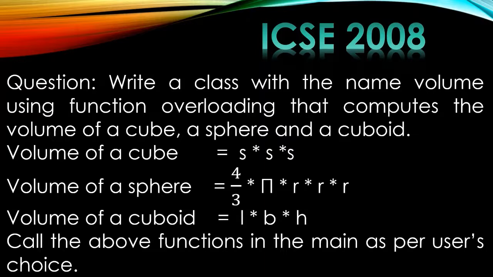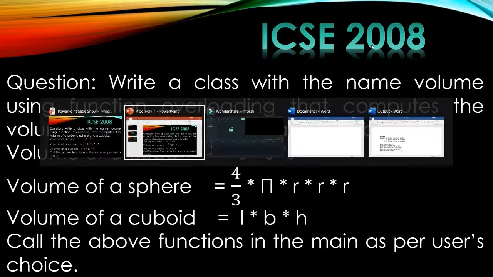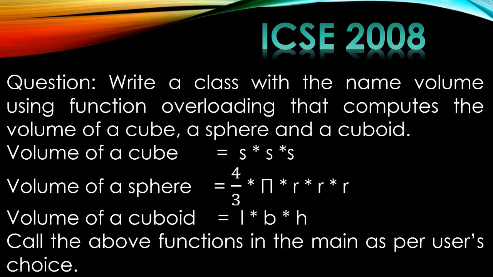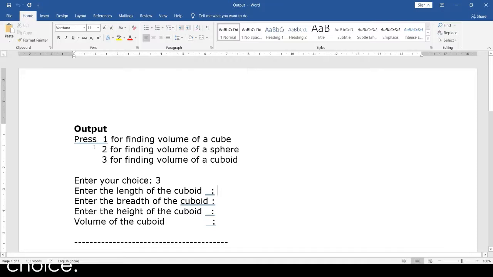Now, always remember, before starting the program, chalk out your output. So here in this program, I have chalked out the output like this. First, it will display: press 1 for finding volume of a cube, 2 for finding volume of a sphere, and 3 for finding volume of a cuboid. Then it will ask "enter your choice". The 3 will be given by the user. This will be user input.